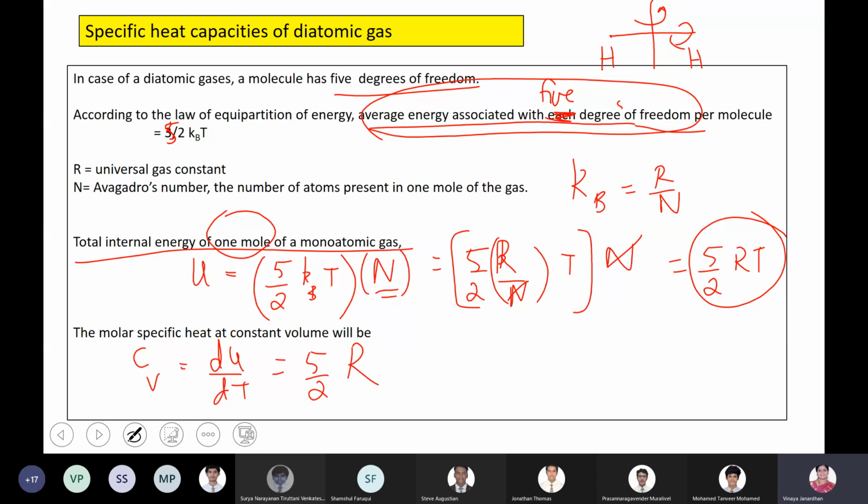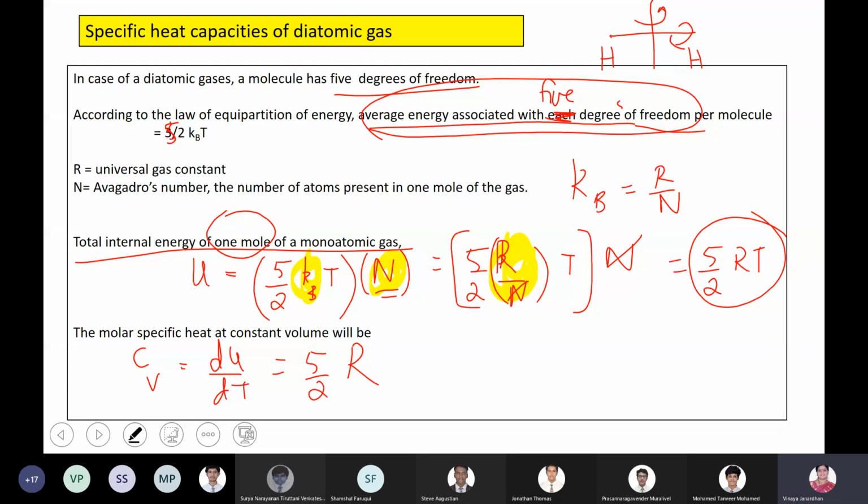If I'm going for triatomic gas, then the energy associated with triatomic gas, it has 7 degrees of freedom, will be 7 by 2 kBT. So I'm replacing the value of kB as R upon N. I'm multiplying with N, capital N, because I'm finding the energy for 1 mole of the gas. So it will be 5 by 2 R into T.